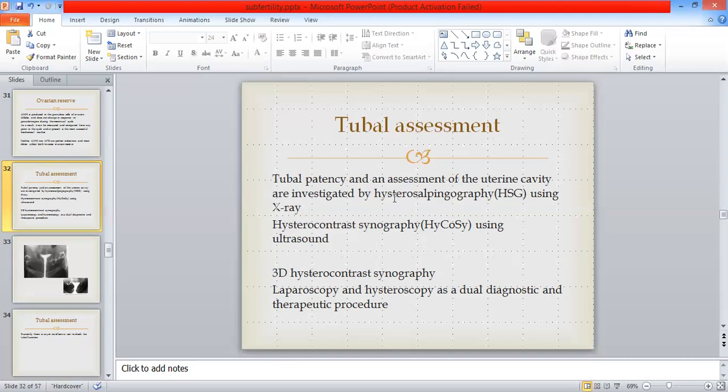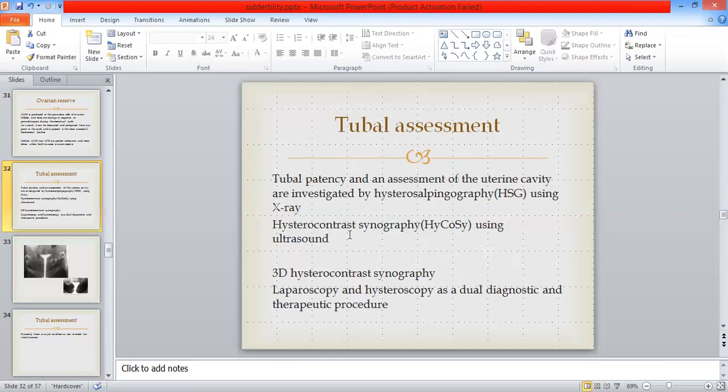On X-ray, if the dye is present in the uterine cavity and it passes through the fallopian tubes into the peritoneal cavity, it means the fallopian tubes are patent. But if we give the dye and it only outlines the uterine cavity, or there is dye present in the tube but it does not spill into the peritoneal cavity, then it means the tubes are blocked. So hysterosalpingography is a very important investigation for assessment of tubal patency in the female partner.